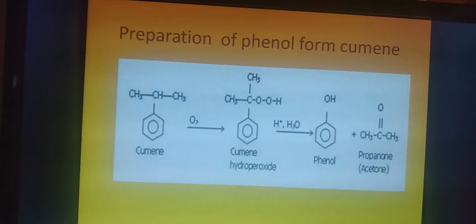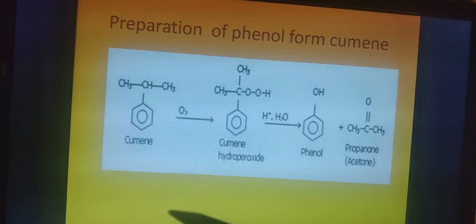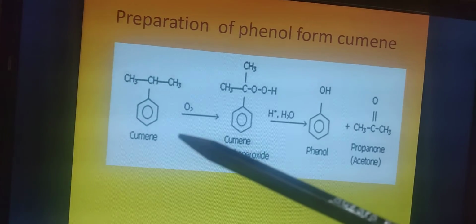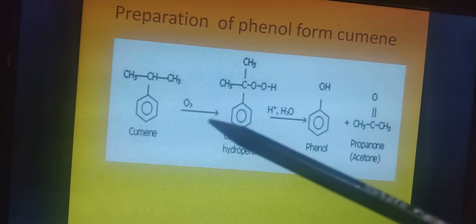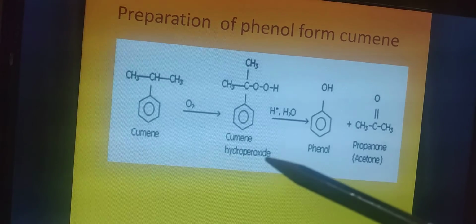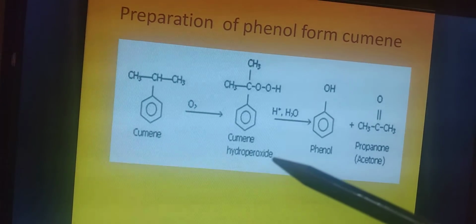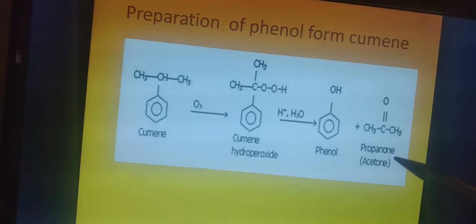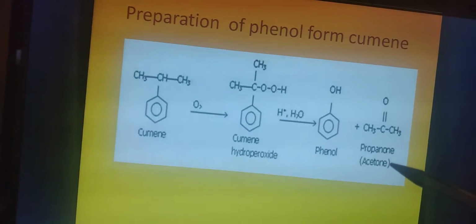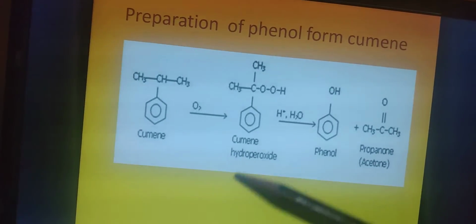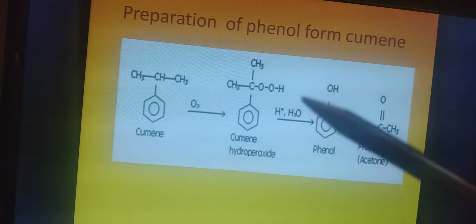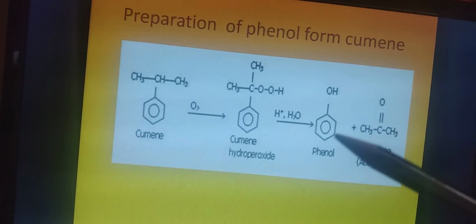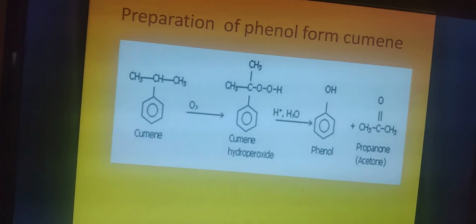Next, preparation of phenol from cumene. So this one is cumene. Cumene in presence of air forms cumene hydroperoxide. In acidic condition, it will form phenol and propanone, which is also known as acetone. So here cumene in excess of air forms cumene hydroperoxide. Further, it forms phenol and acetone.